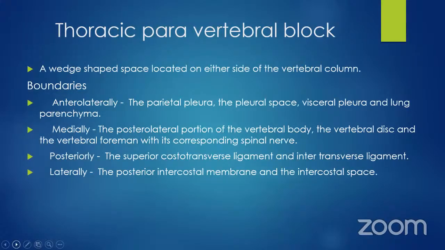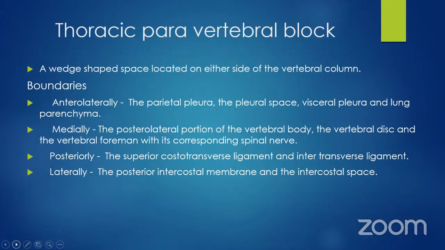Coming to the thoracic paravertebral block, the paravertebral space is a wedge-shaped space located on either side of the vertebral column. It has some boundaries. Anterolaterally, it is bounded by the parietal pleura, the pleural space, visceral pleura, and lung parenchyma. Medially, it is bounded by the posterolateral portion of the vertebral body, the vertebral disc, and the vertebral foramen with its corresponding spinal nerve. And posteriorly, the superior costotransverse ligament and intertransverse ligament.